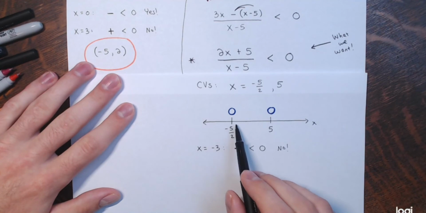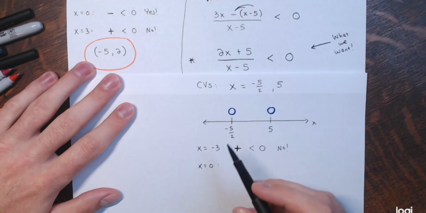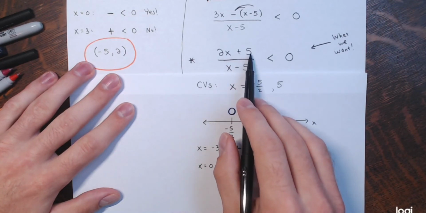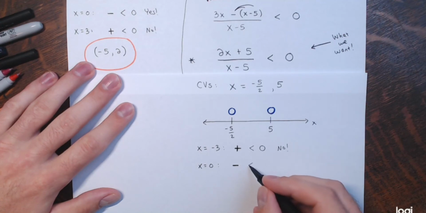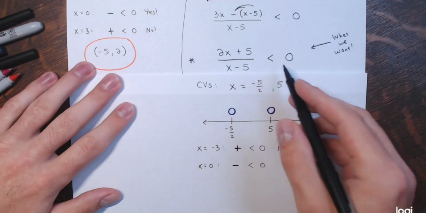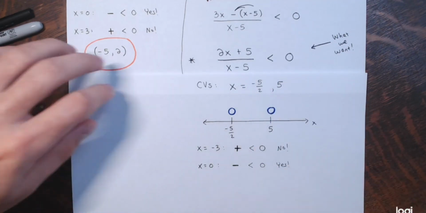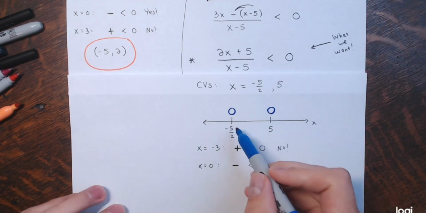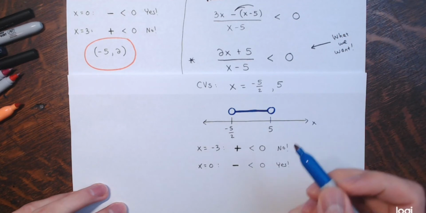Then between negative 2.5 and 5, zero is in there. If I plug in 0, the numerator would be positive, the denominator would be negative. So the number on the left would be negative. And is a negative number less than 0? Yes, it is. So these numbers between negative 5 halves and 5 would be solutions.